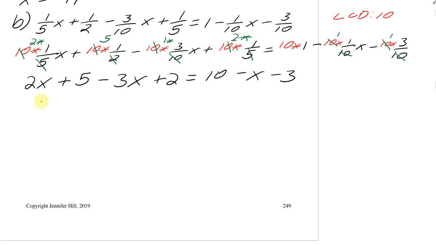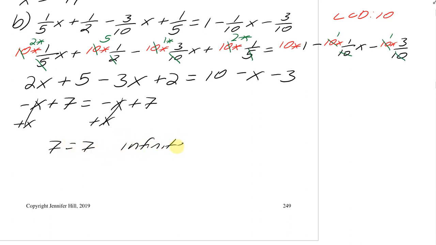So now I get negative x plus 7 equals negative x plus 7. So you might already notice here this is infinite solutions, but if you didn't, you could add x to each side and then the x's would drop out, so you're left with 7 equals 7. And so in the end, that's going to mean that you've got infinite solutions.